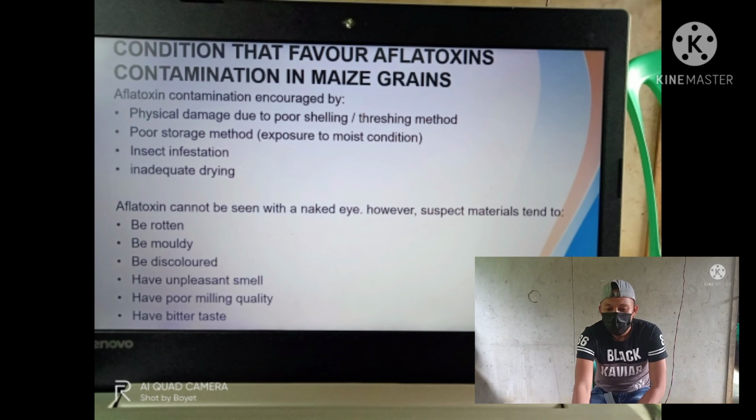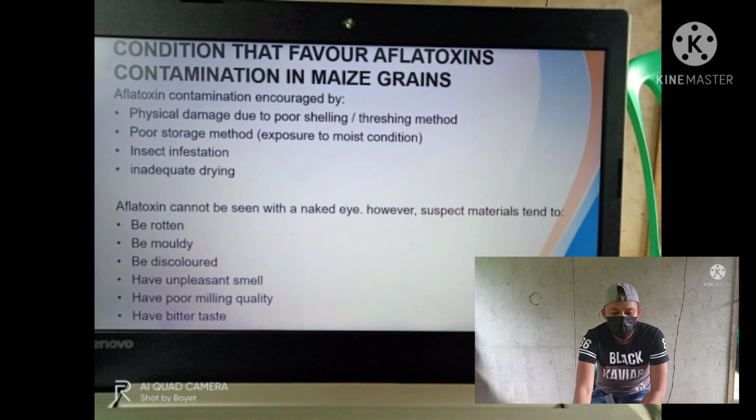Conditions that favor aflatoxin contamination in maize grains. Aflatoxin contamination is encouraged by physical damage due to poor shelling, poor drying methods, poor storage methods, exposure to moist conditions, insect infestation, and inadequate drying. Aflatoxin cannot be seen with the naked eye. However, suspect materials tend to be rotten, moldy, discolored, have an unpleasant smell, have poor milling quality, and have a bitter taste.